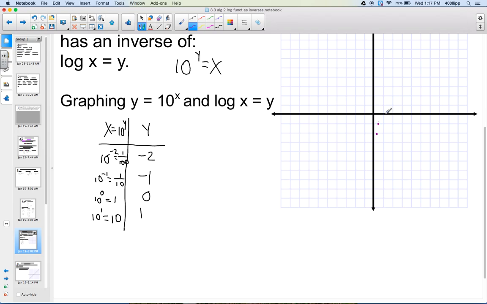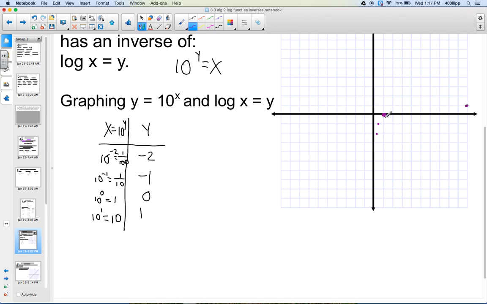Okay, we're going to have 1, 0. 1, 0 is about right here. And 10, 1. 2, 3, 4, 5, 6, 7, 8, 9, 10. 10, 1 will be about right there.